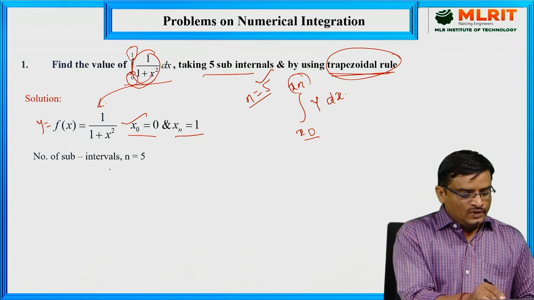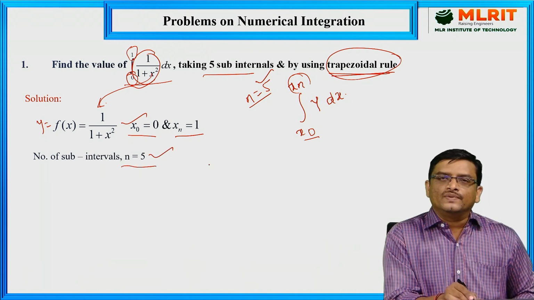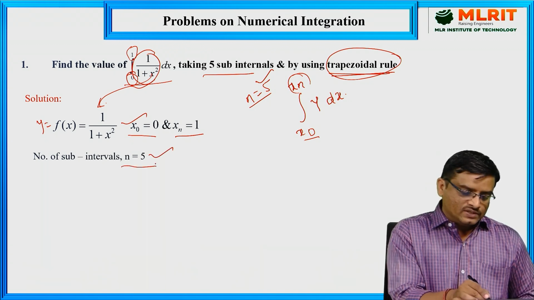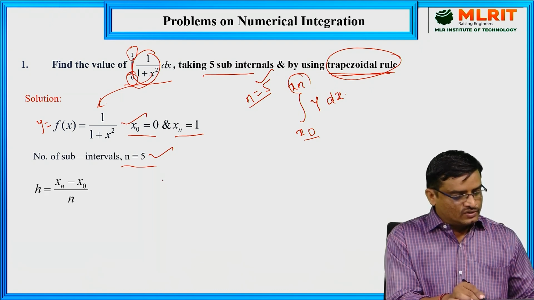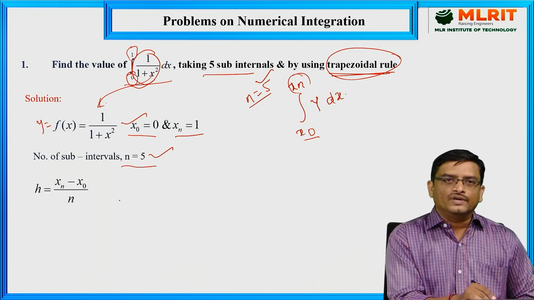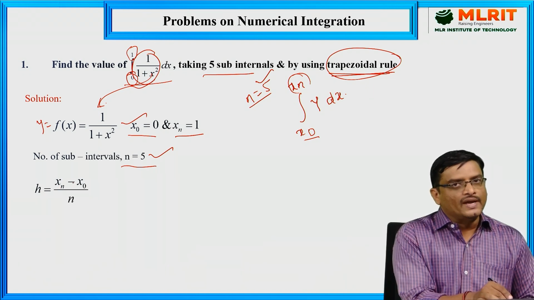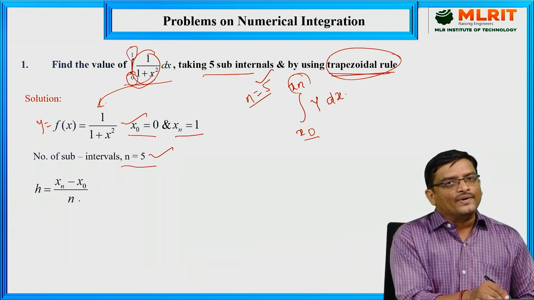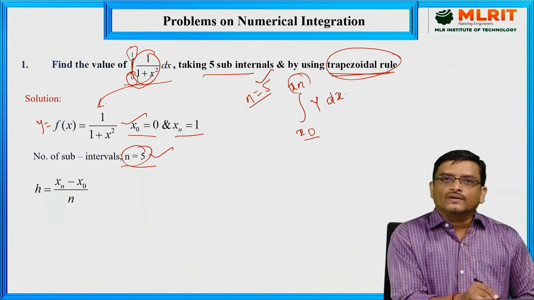Now the number of subintervals he has given in the problem itself. He has given that n is equal to 5. Now based on this, we have to find out the h value here. So h is equal to xn, that means upper limit minus lower limit, by the number of subintervals. So we want n is equal to 5.